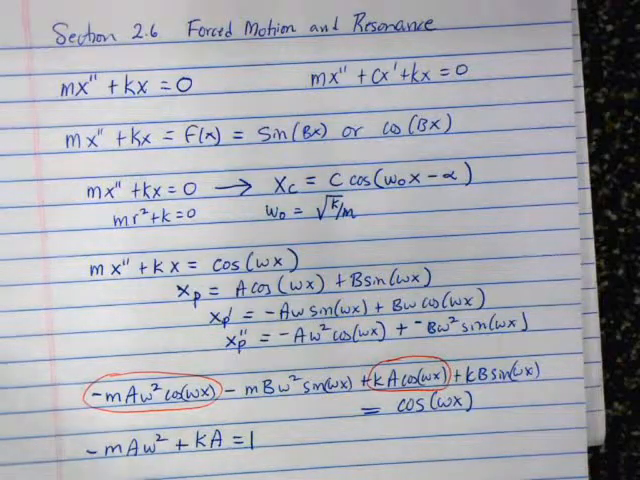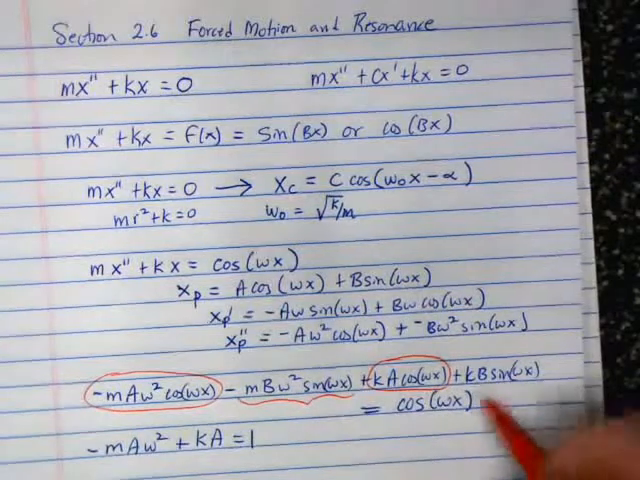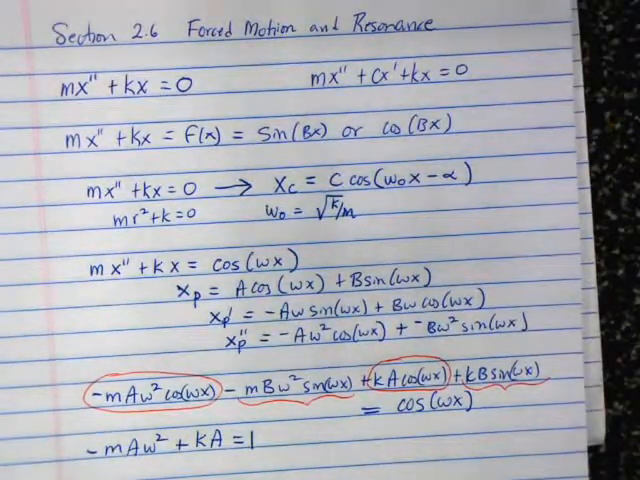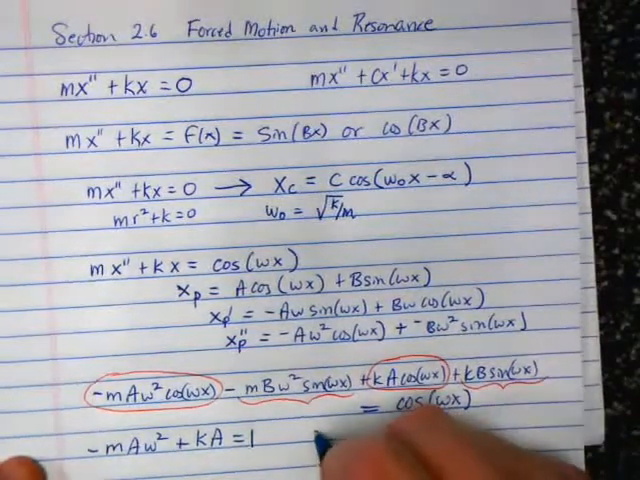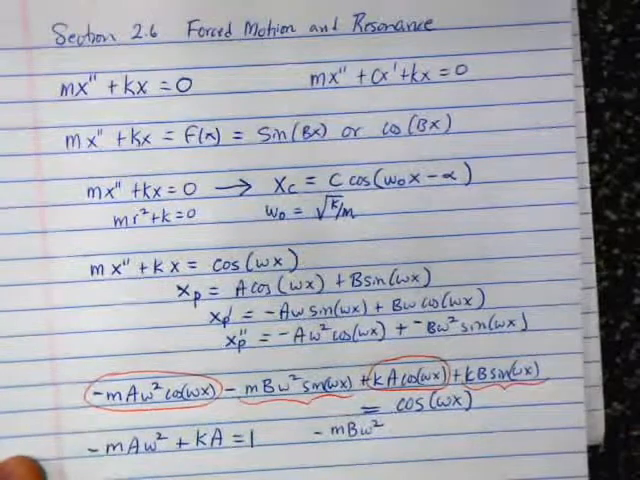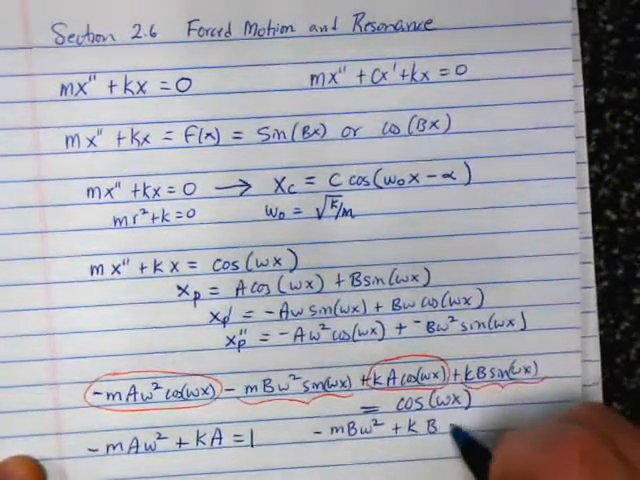And then let's do the other one. We equate all the sines together. So we've got sines and sines. So that equation is minus m b omega squared plus k b equals 0.